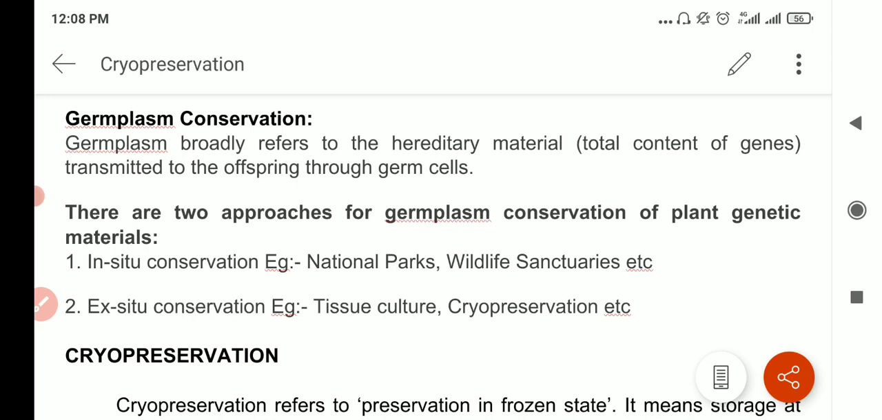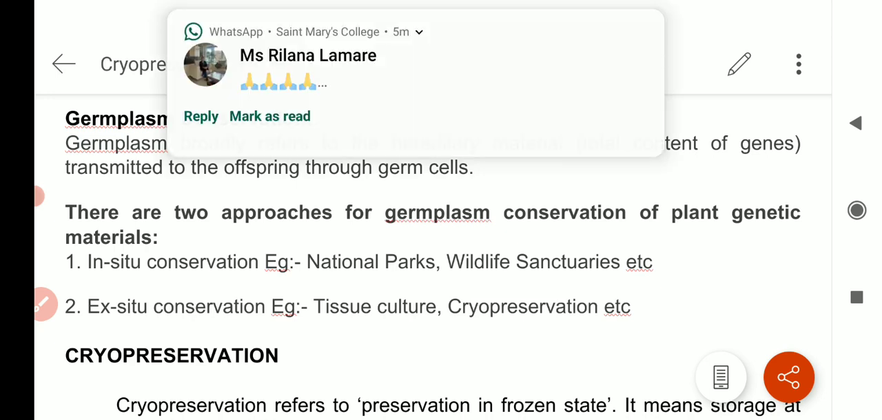Germplasm doesn't mean any part of my cell or your cell. No, it should be the ovum or the sperm. So we need to conserve these germplasm.